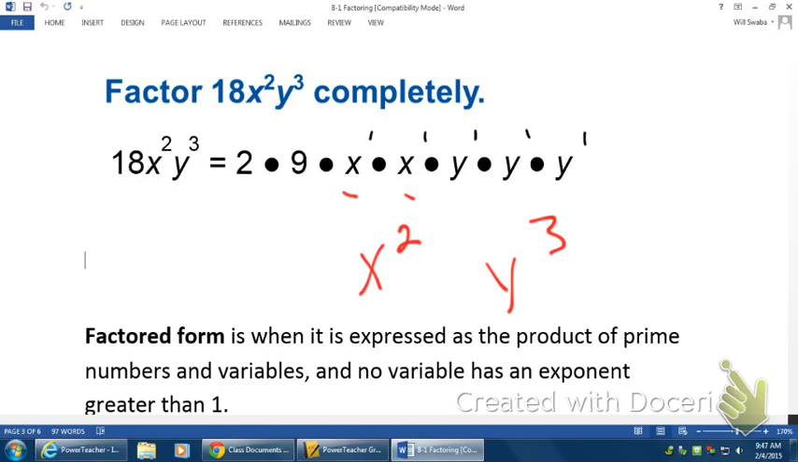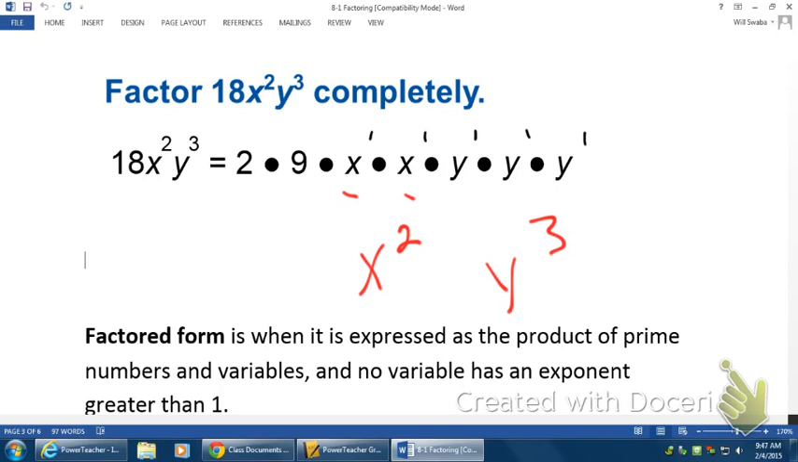Now let's move on to the number, or the coefficient. Remember, that's the number in front of the variable. You should have learned this in your past math classes about factoring a number. This is all you're doing here. When you have 18, I think the easiest way to factor a number is to use a factor tree. I think that's very, very simple.